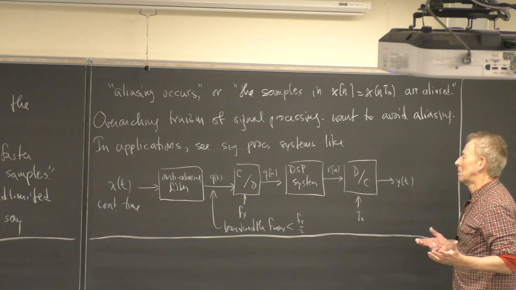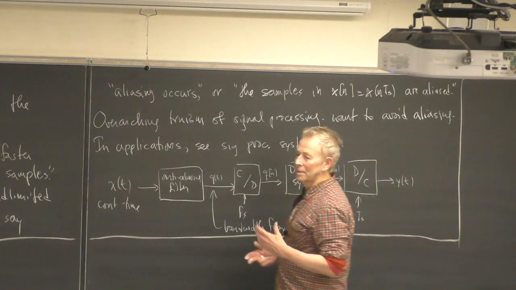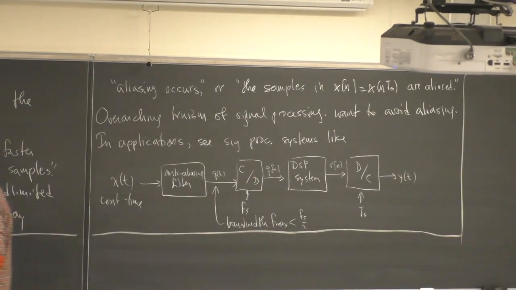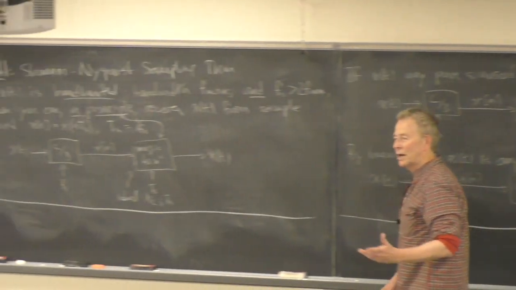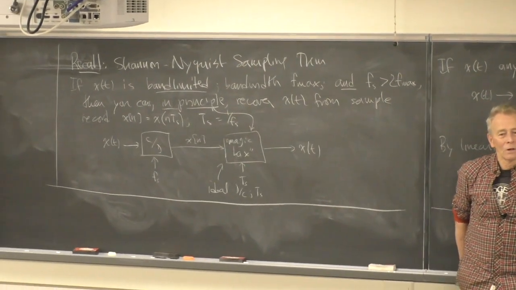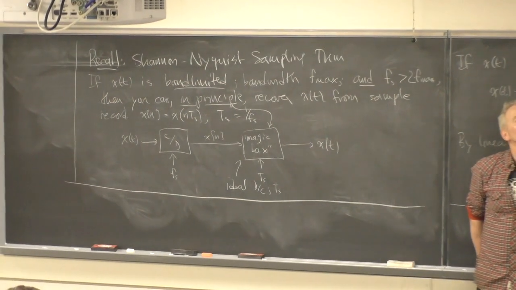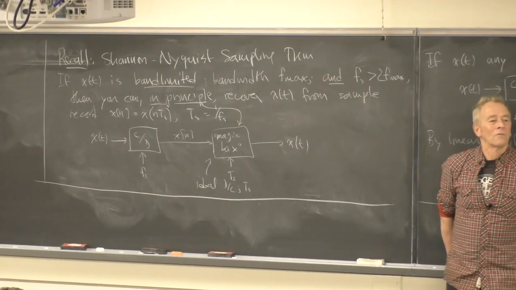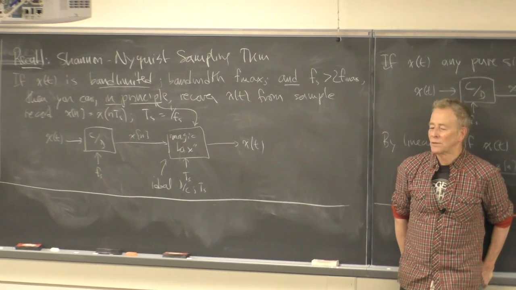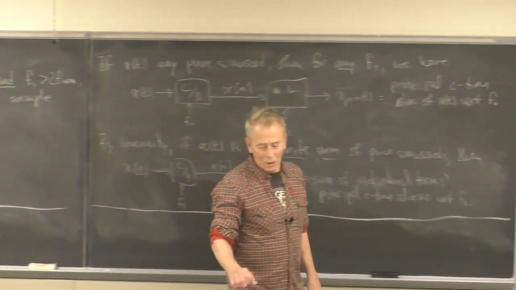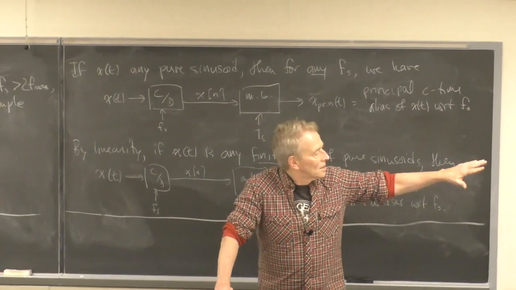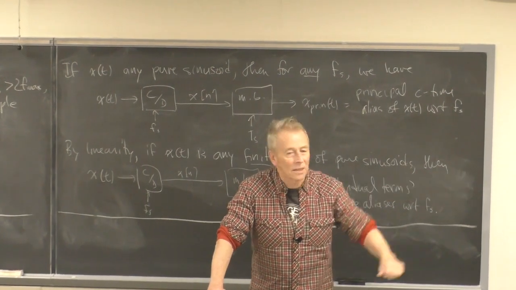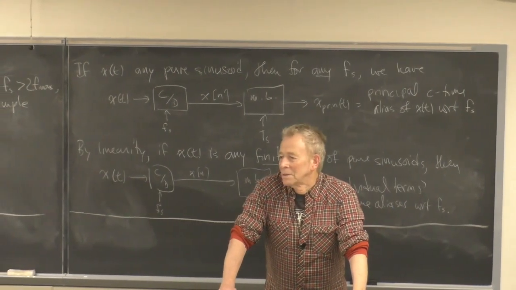And one place where this comes up is in landline phones, which I still have. I still pay ridiculous amounts of money for it. I don't know why I have this, because no one real calls me on it. But in the landline phone system, it turns out that the sampling in the DSP, the C to D, occurs at 8 kilohertz.